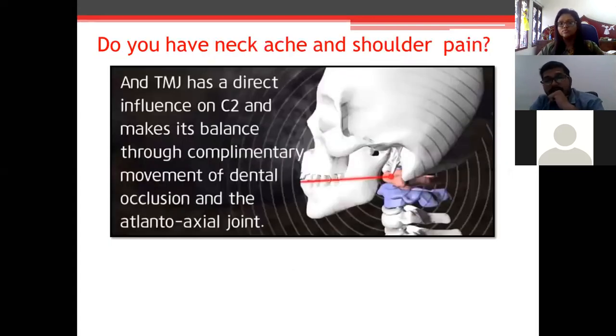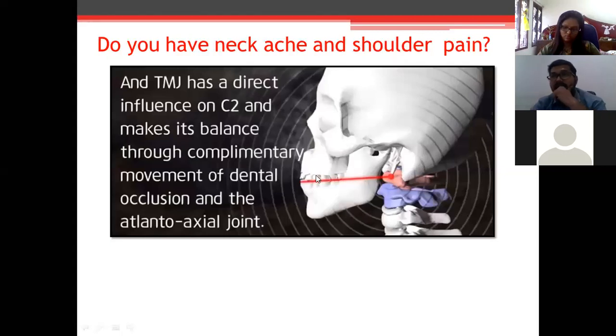Okay, the second question is: do you have neck ache or shoulder pain? What is the importance of this neck ache, and how do temporomandibular joint disorder patients have neck ache and shoulder pain? Because the occlusion has a direct influence on C1 and C2, the cervical vertebrae C1 to C7. The occlusion has an important role in the C1 C2 junction, because of something happening in your occlusion, the derangement of occlusion.